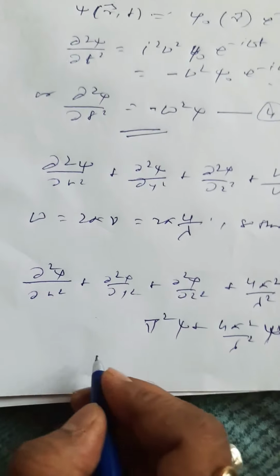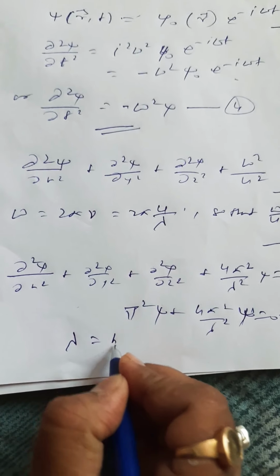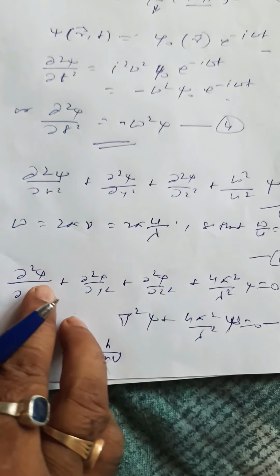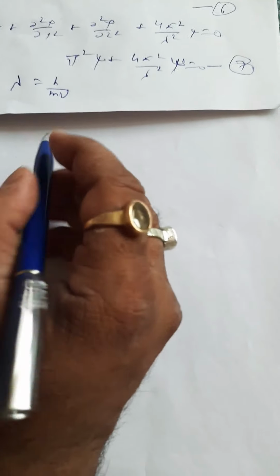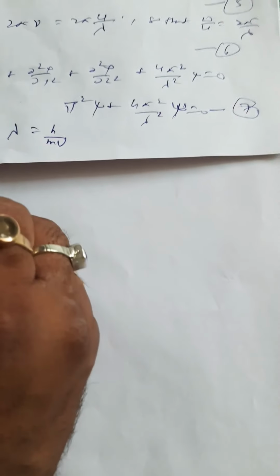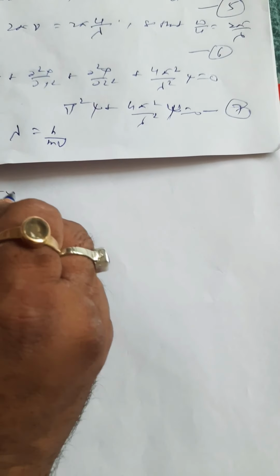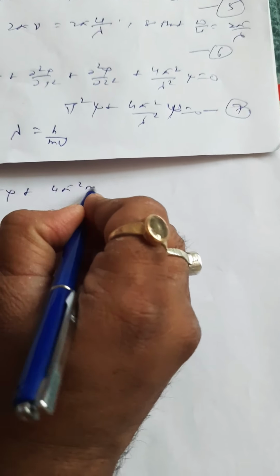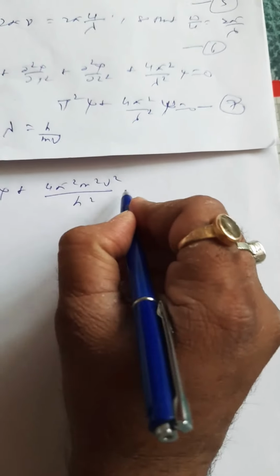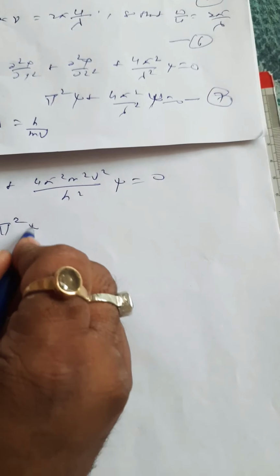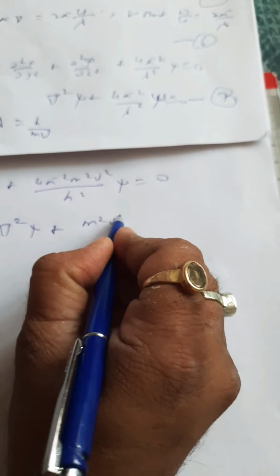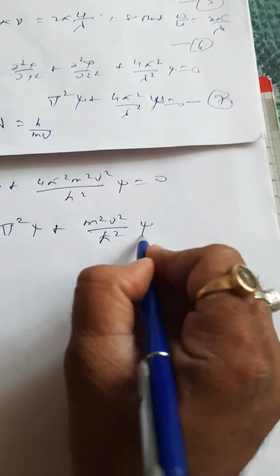Okay, now from de Broglie equations we have lambda is equal to h by mv. So using this relation and equation number 7, the previous equation, we will get del square psi plus 4 pi square m square v square by h square psi equal to 0, or del square psi plus m square v square by h cross square psi equal to 0.